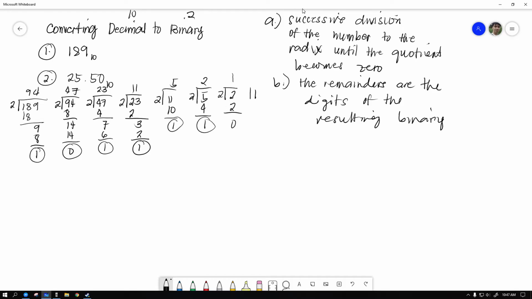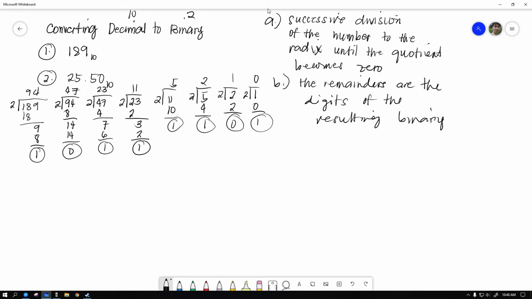Then you have 1, so that is divided by 2. You cannot stop at 1 because it is not yet 0. So this becomes 0 times 2 is 0. It becomes 1. So you stop here when your quotient becomes 0.